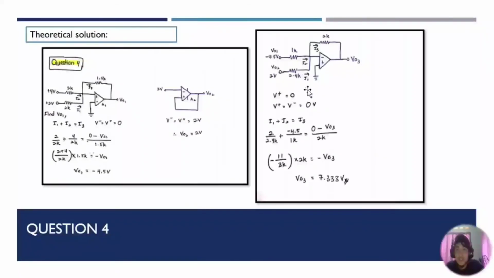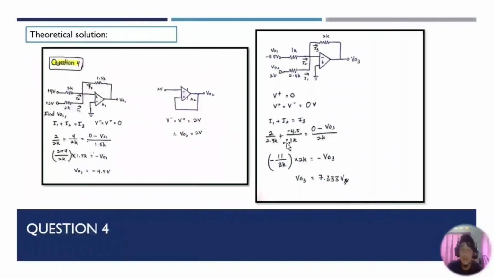Okay, for V output 3, we can see the V positive is connected to ground, so the value is 0. If V positive is 0, the value of V negative will also be 0 at this node. Okay, this node is 0. Also the same, the method used is current in equals current out. In this situation we also have two currents in, which are I1 and I2, so I1 plus I2 equals I3.